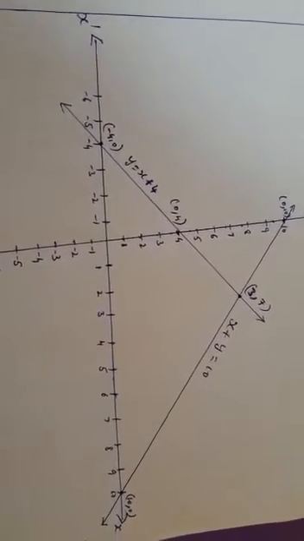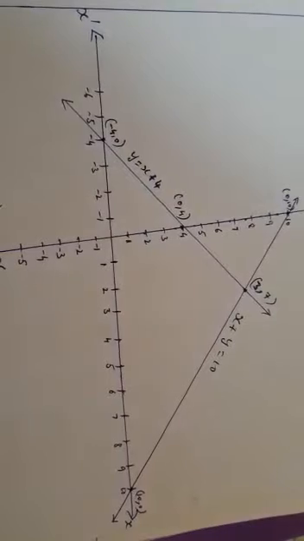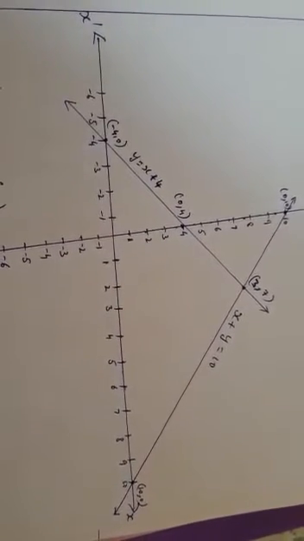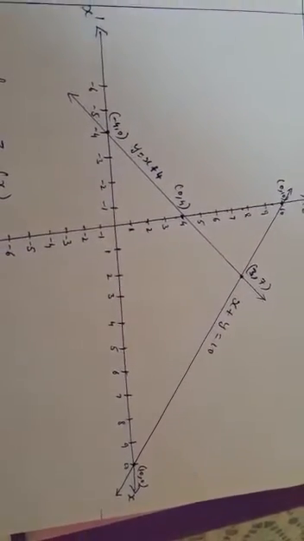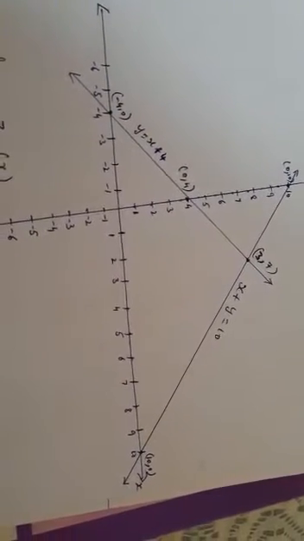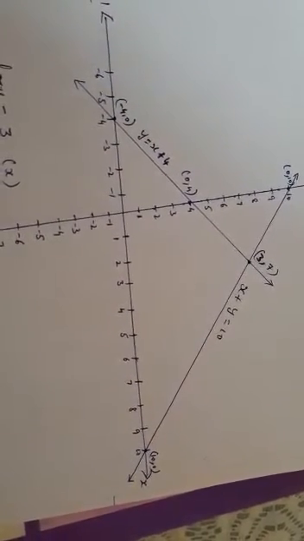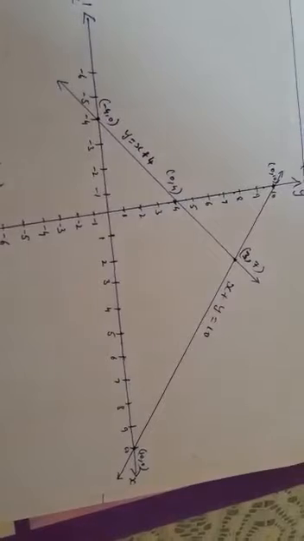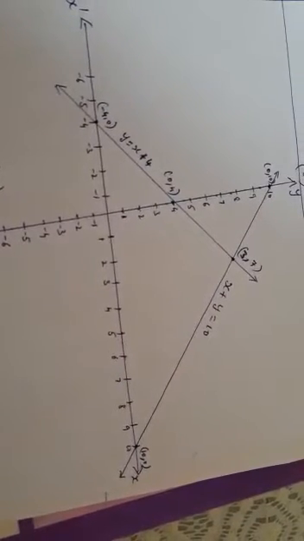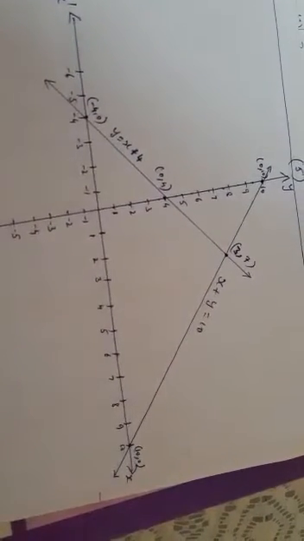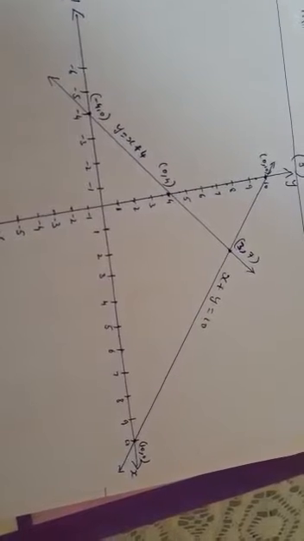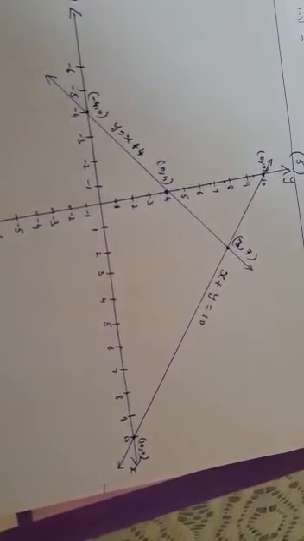Now plot these equations on a graph. The first equation x plus y is equal to 10. We have marked 0, 10 and 10, 0. We got a straight line. The next equation y is equal to x plus 4. We have plotted the points minus 4, 0 and 0, 4. We got a straight line.